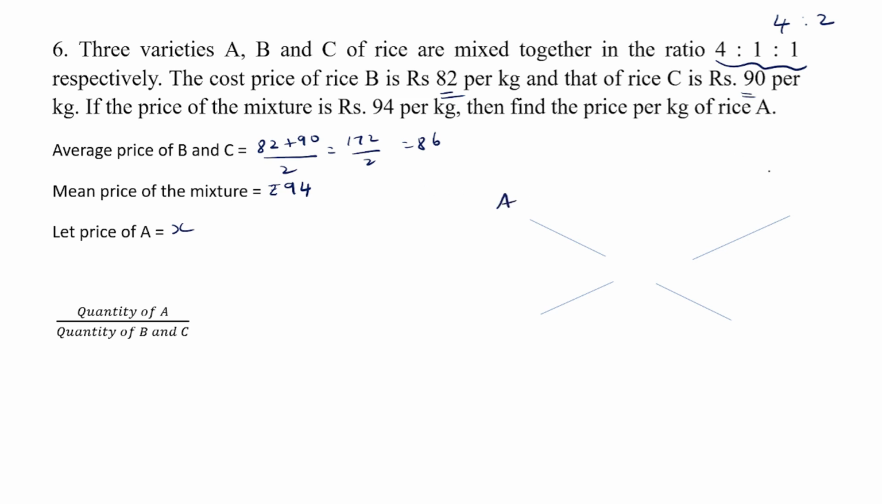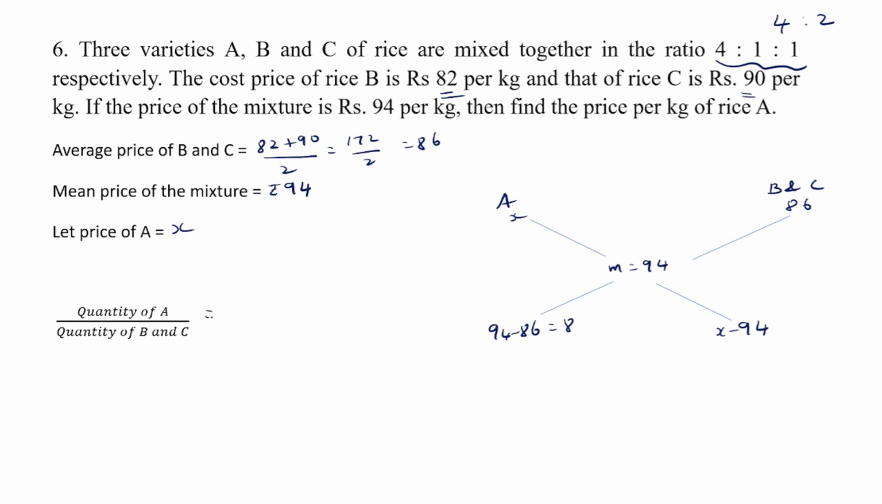So here we have A and here we have B and C. The price of A is X, the price of B and C together is 86. The mean price M is 94. So here we can find the proportion of A as 94 minus 86, which is 8. And here we have X minus 94. So the ratio of A to B and C together will be 8 : X minus 94.